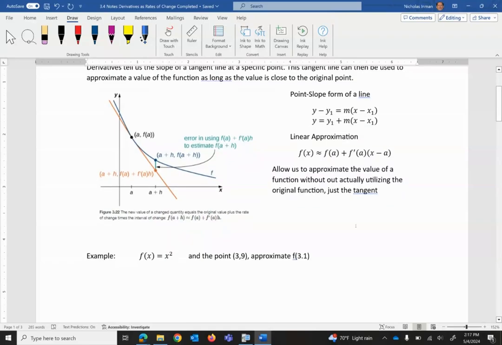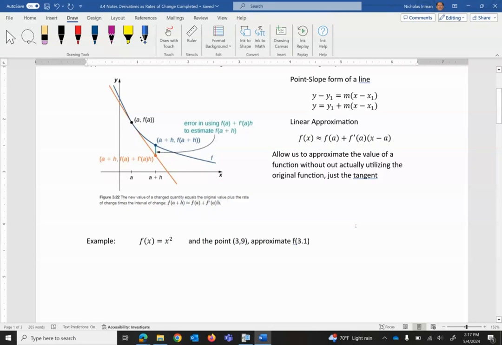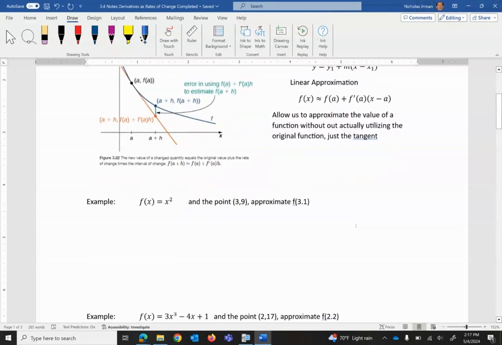All right, let's do one and figure out what we're talking about here. If we have f of x equals x squared, a quadratic, and I want to know 3.1 squared, I want to plug 3.1 into this function. We could do that, it would not be incredibly difficult. But we could also get a decent approximation using a tangent line, and it's pretty easy. Step one, all we have to do is know the derivative.